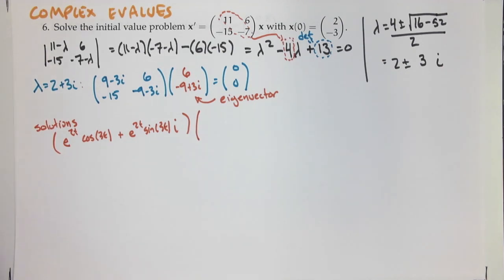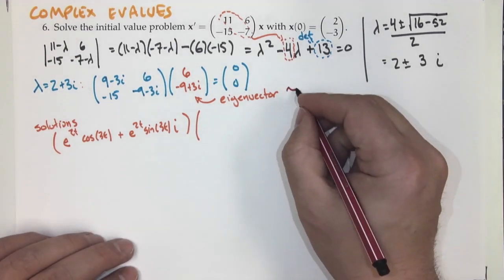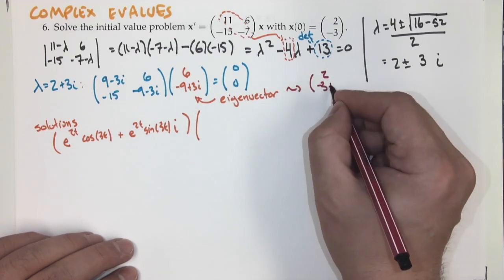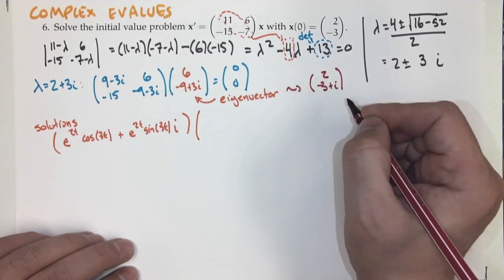So let's talk about our eigenvector for a second. First off, we don't have to use this exact vector. We can always change it. Is there anything that we can do to it to make it nicer? We can divide by 3, because you can always scale. Okay, so let's do that. Divide by 3 becomes 2, minus 3, plus i. This is already looking more friendly.